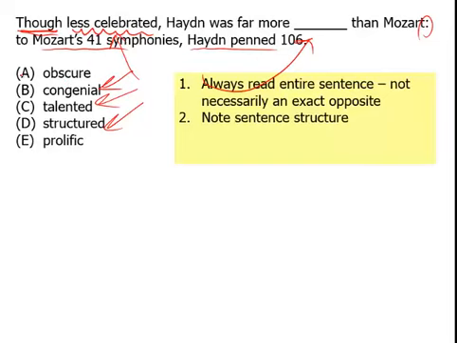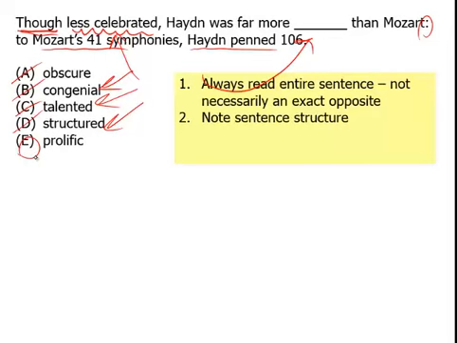Well, if it doesn't come to mind, you definitely know it's not obscure or unknown. Friendliness doesn't really have much to do with it. And talented. Well, because you write more, does that necessarily mean you're talented? It could mean you're talented, maybe it does, but that's not the direct meaning of creating a lot. And so we get rid of talented. Same with structured. We don't know anything about the symphonies. I mean, maybe they were more structured, but the word prolific directly means creating more of something. In this case, Haydn was more prolific as far as symphonies go.